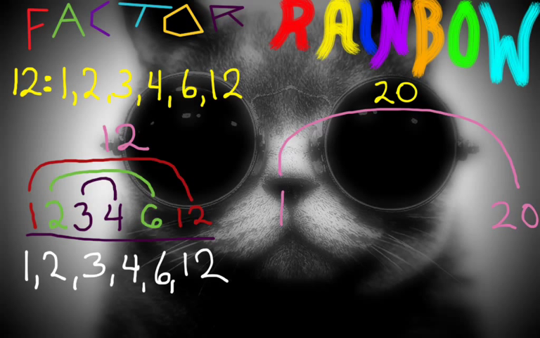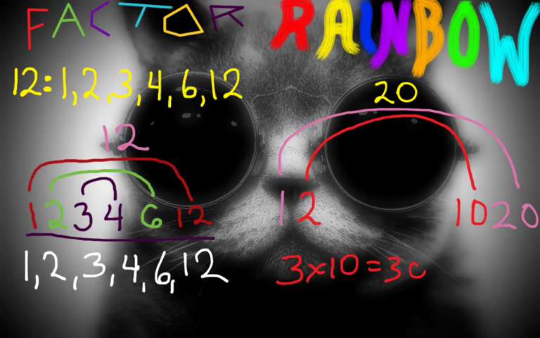Then we go to the next number up, which is 2, and 2 times 10, we know, is 20. And what's our next factor? 3. Is 3 one of the factors of 20? Well, there isn't anything you can multiply 3 by to get 20. We could try 3 times 10, which gives us 30. How about 3 times 7? That gives us 21. So 3 times 6 gives us 18. None of those work, so 3 is not a factor of 20.